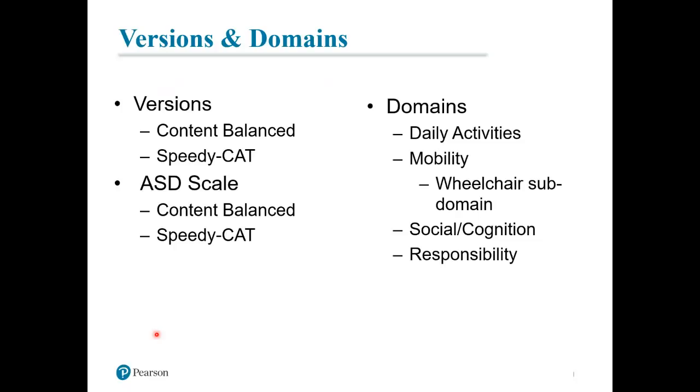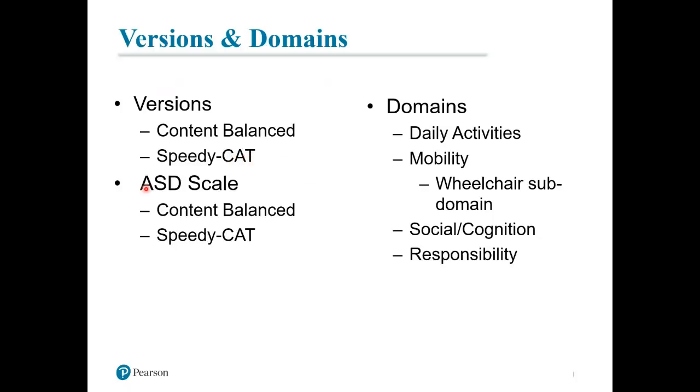And then there's the domains that it covers: daily activities, mobility, and mobility has a subdomain of a wheelchair subdomain. Obviously, this is not implemented if they're not a wheelchair user. These items do adapt to the needs of the individual, but it does have that subdomain if it's appropriate. It has social cognition and responsibility. And all these 4 domains are available as a content balanced or as the SPEDI, the briefer version.